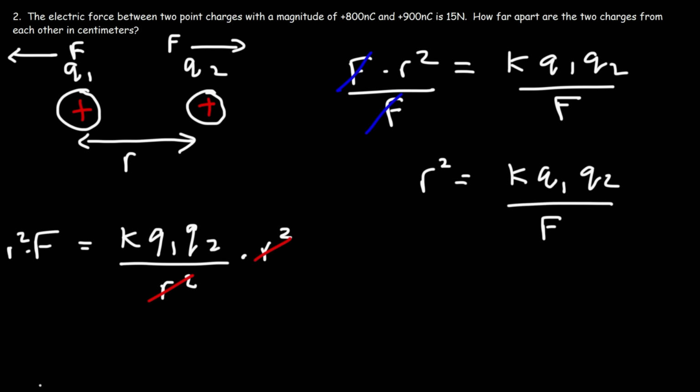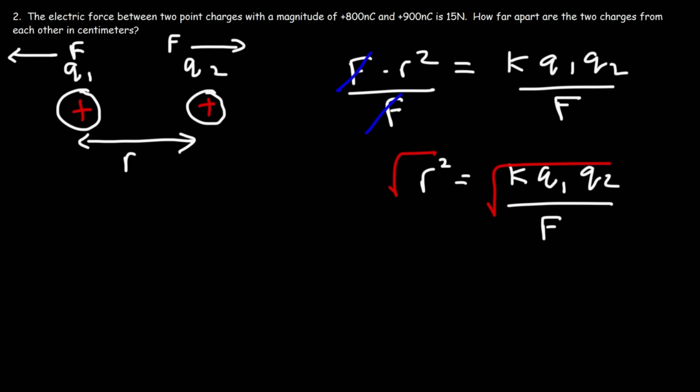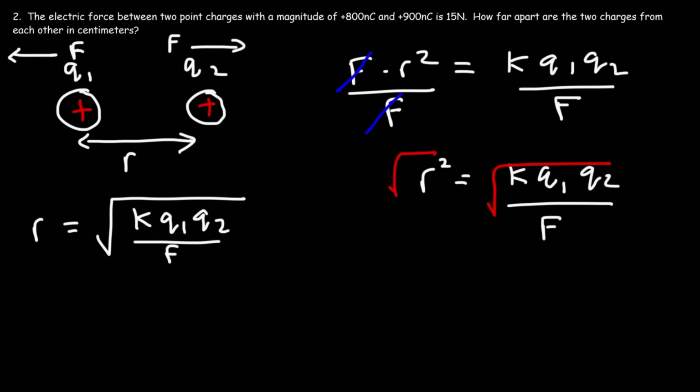Now to get R by itself, we need to take the square root of both sides. So this is the formula that we could use to calculate the radius, or not really the radius, but I think of the radius when I see R, but the distance between the two charges. So R is going to equal the square root of K Q1 times Q2 divided by F.